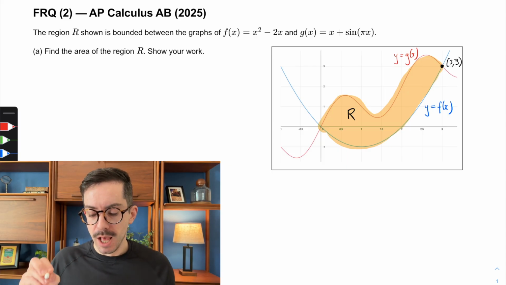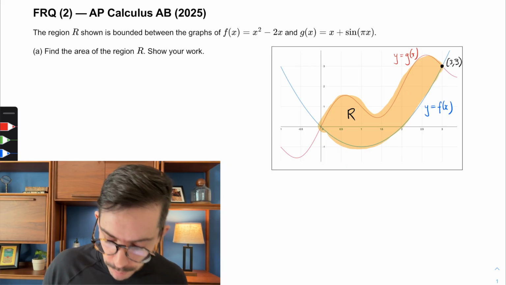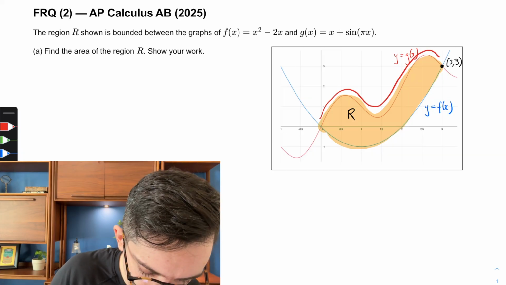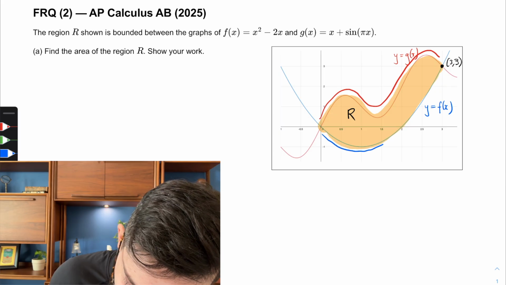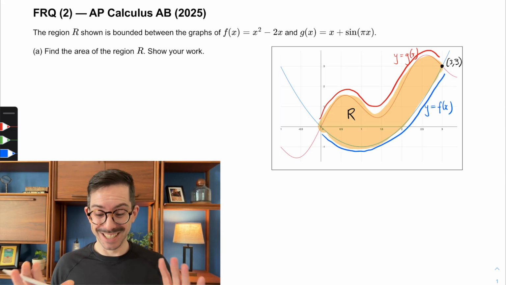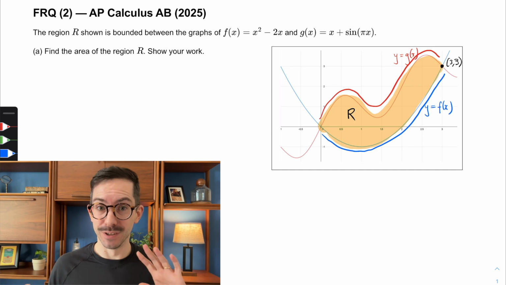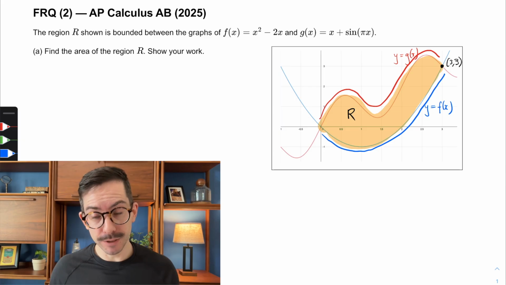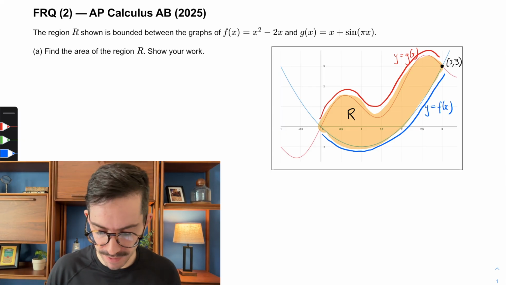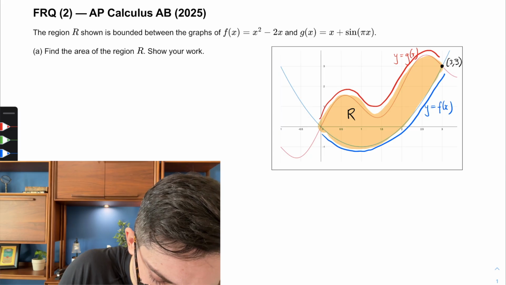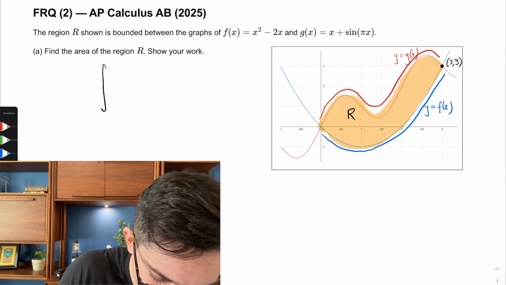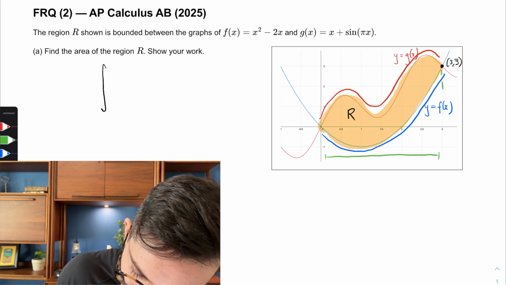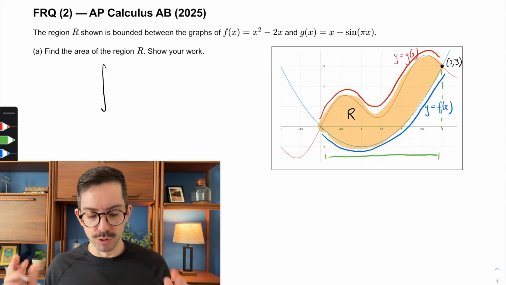Now notice the top curve is always on top, so y equals g of x is always above the curve y equals f of x. So that means we're in the nice situation where we're just going to take the difference of the rules and calculate our definite integral. We are going to need our calculator, so let's make sure we have that handy. So we're showing our work, so we're going to integrate from x equals 0 up to x equals 3, because that is the bounds of my region.